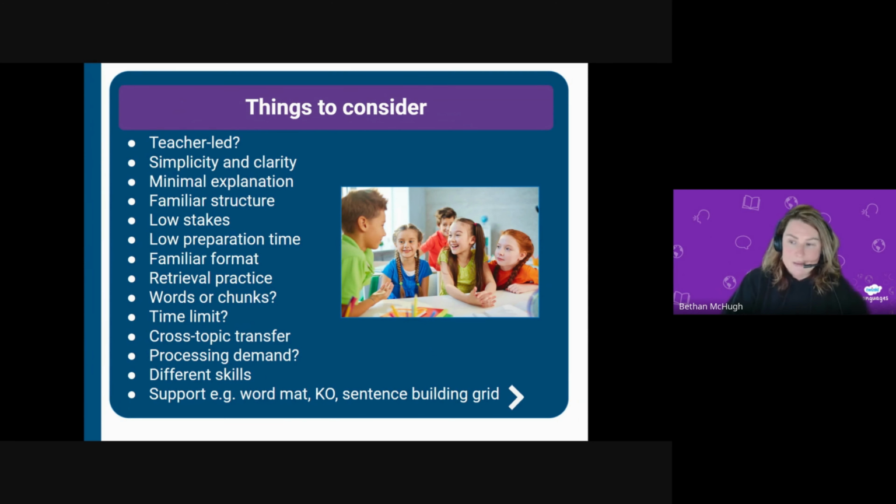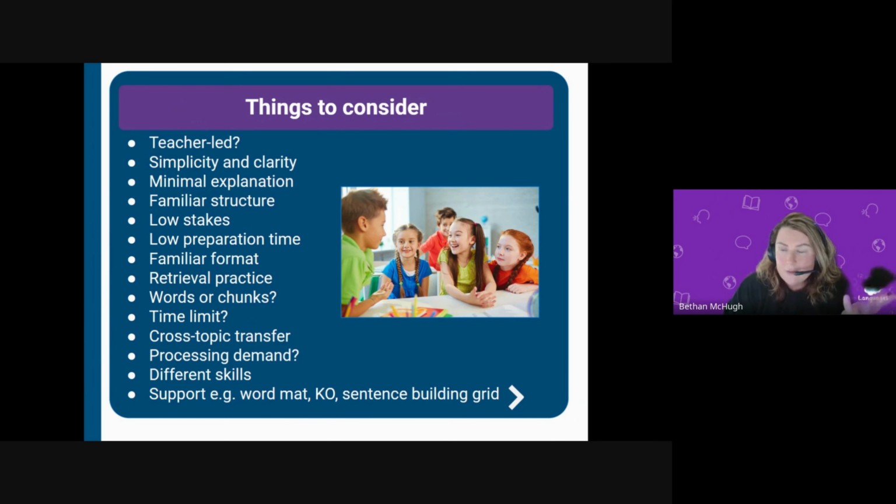It's worth thinking about the simplicity and clarity of what you're doing, so that they don't need an awful lot of explanation. So that if you've walked in as a peripatetic teacher, or you're an HLTA in your school teaching languages, and you've had to move from year 3 to the year 6 classroom, and you've come straight in, you don't want to be faffing around with all sorts of resources and different things. You want something that children are going to know what to do. So a relatively familiar structure.